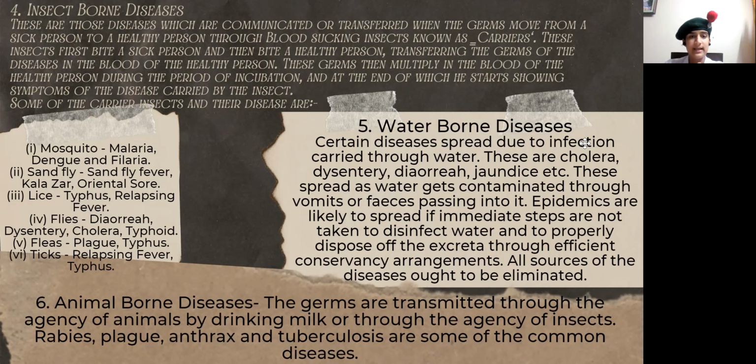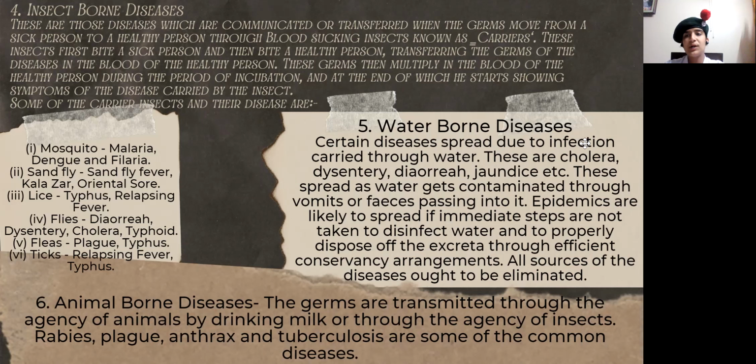Some of the carrier insects and their diseases are: mosquito, malaria, dengue, and filaria; sandfly, fever, kala azar, oriental sore; then lice, typhus, relapsing fever; flies, diarrhea, dysentery, cholera, typhoid; fleas, plague, typhus; and ticks, relapsing fever, and typhus, right? So these are some examples of how diseases are spread through various insects, which are known as carriers. Malaria, dengue, diarrhea, cholera, typhoid, all of these are very common diseases which are spread through insects, right?